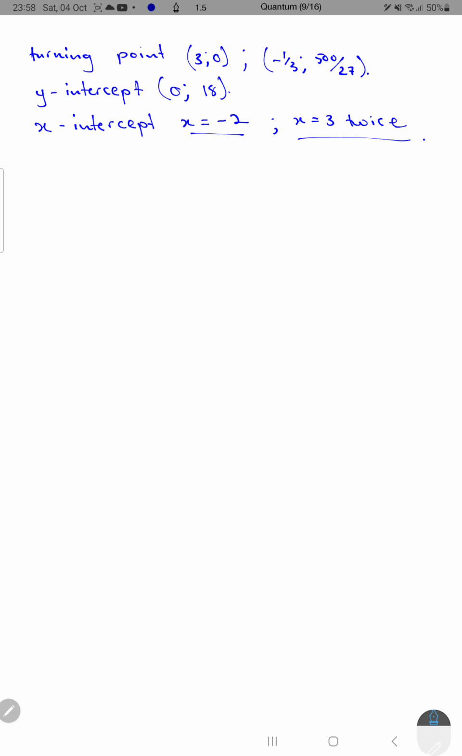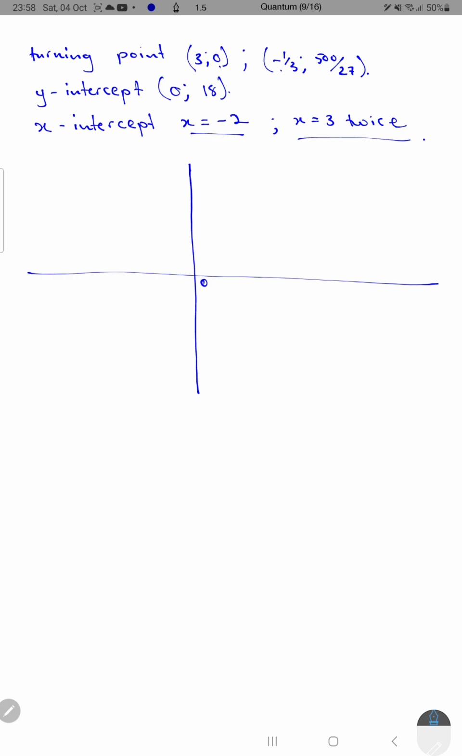So we have calculated the turning points from 9.1, which are 3 and minus 1 over 3, and the y-intercept and the x-intercept. Now, to sketch the graph, remember we are sketching the graph. We are not plotting the graph. So to sketch the graph, we estimate our points.